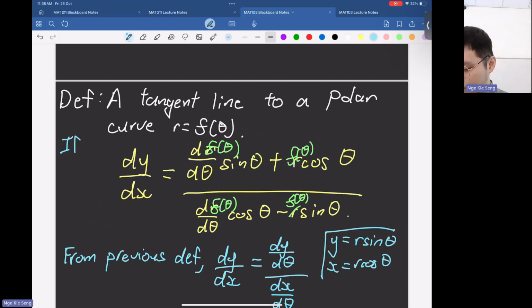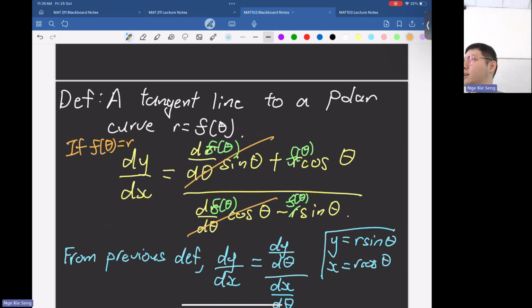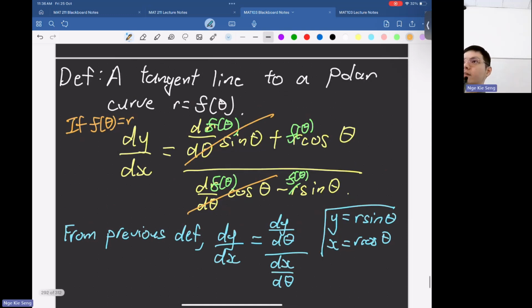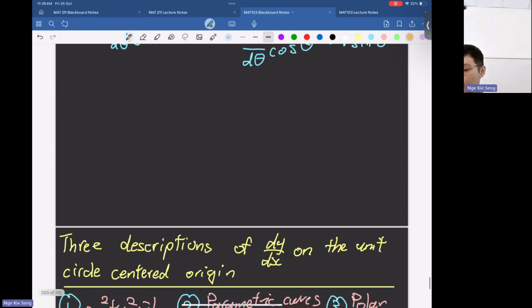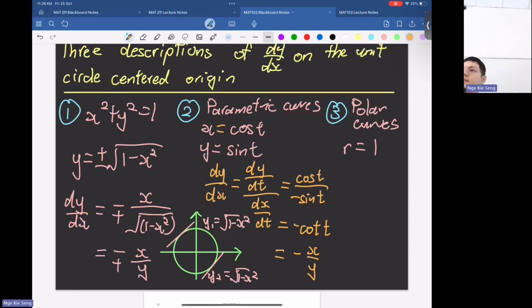So let me write here again. If, okay, use a different color. If f theta equals 1, then the first term will disappear. And then what you are left with is what? Cos theta over negative sin theta. It's the same answer. Any questions so far? Make sure you see that these are all different calculations of the same thing.